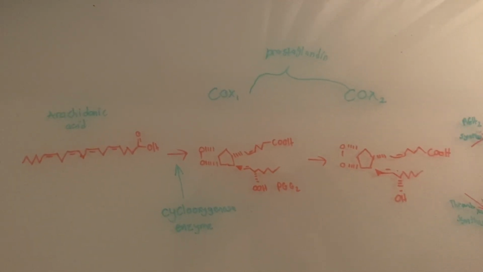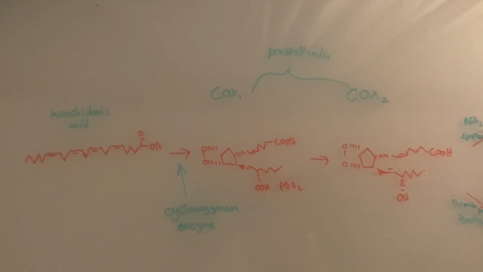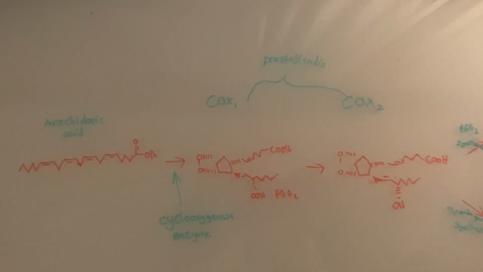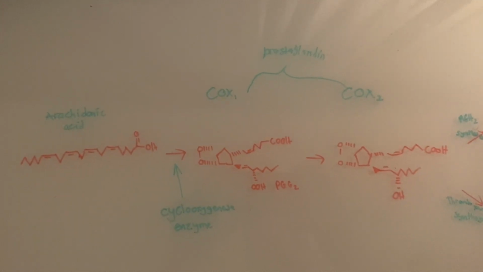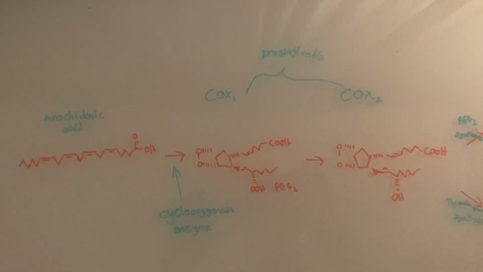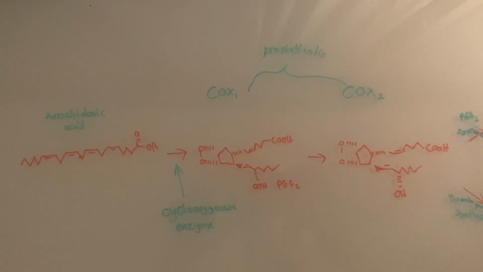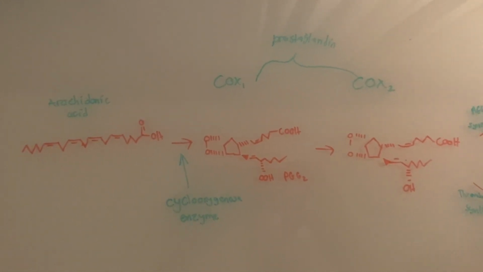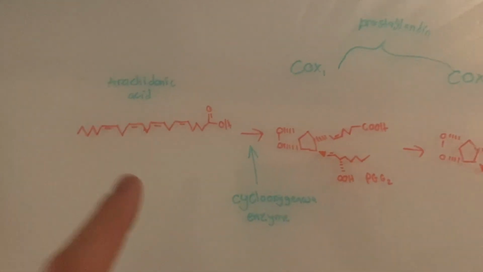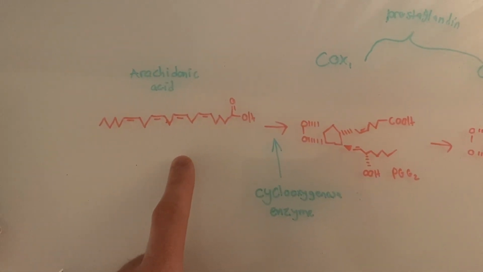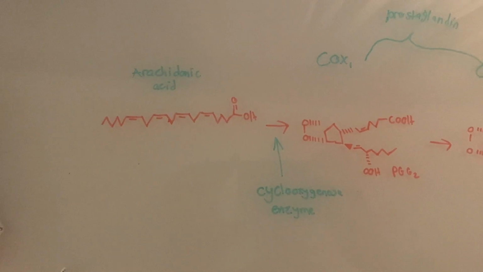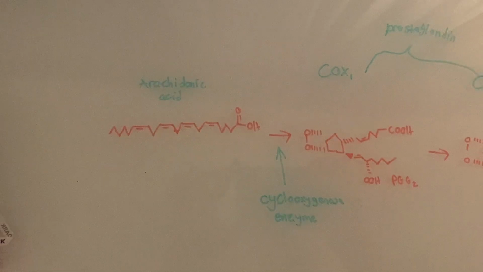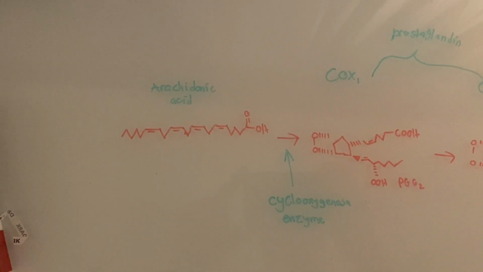These enzymes are responsible for converting arachidonic acid into prostaglandins, which are important and involved in a few different physiological processes, such as inflammation response, pain, and fever. Here we see how the arachidonic acid structure is derived from membranes of phospholipids via phospholipase A2.